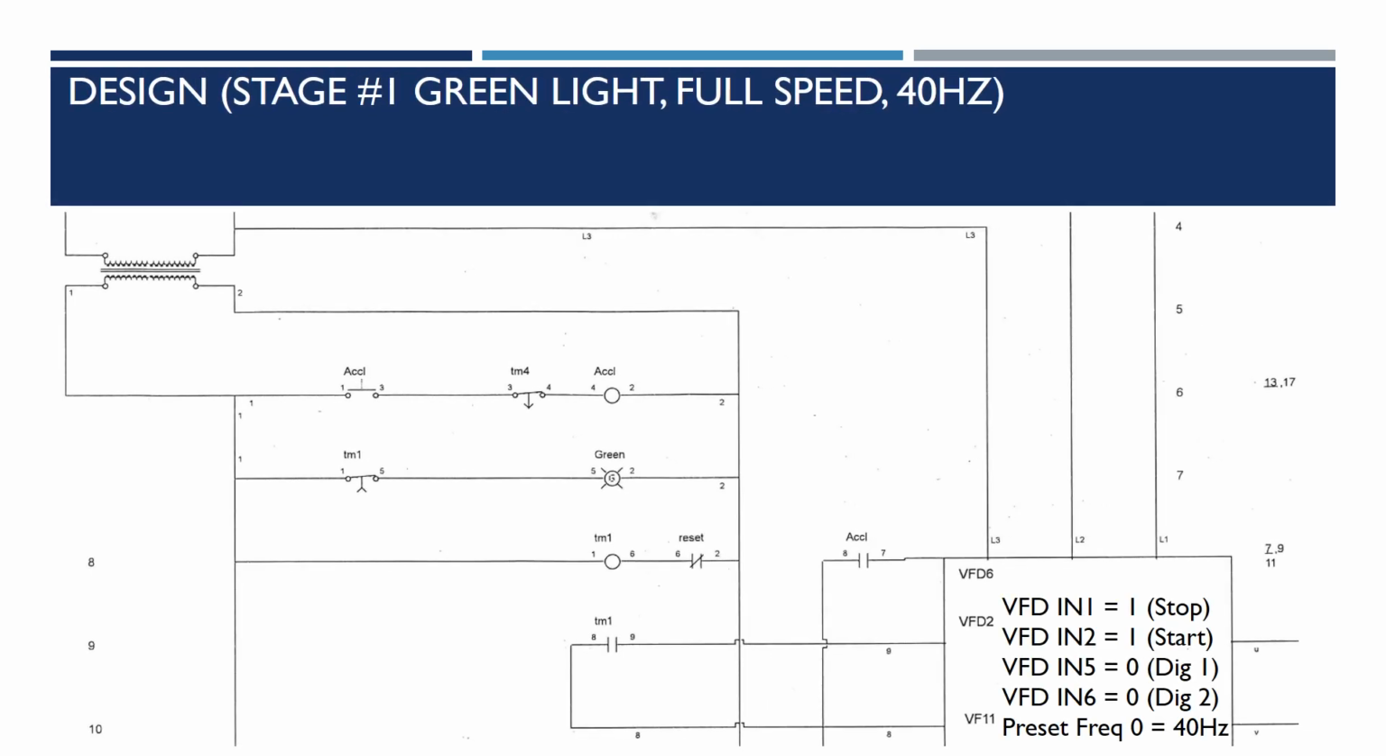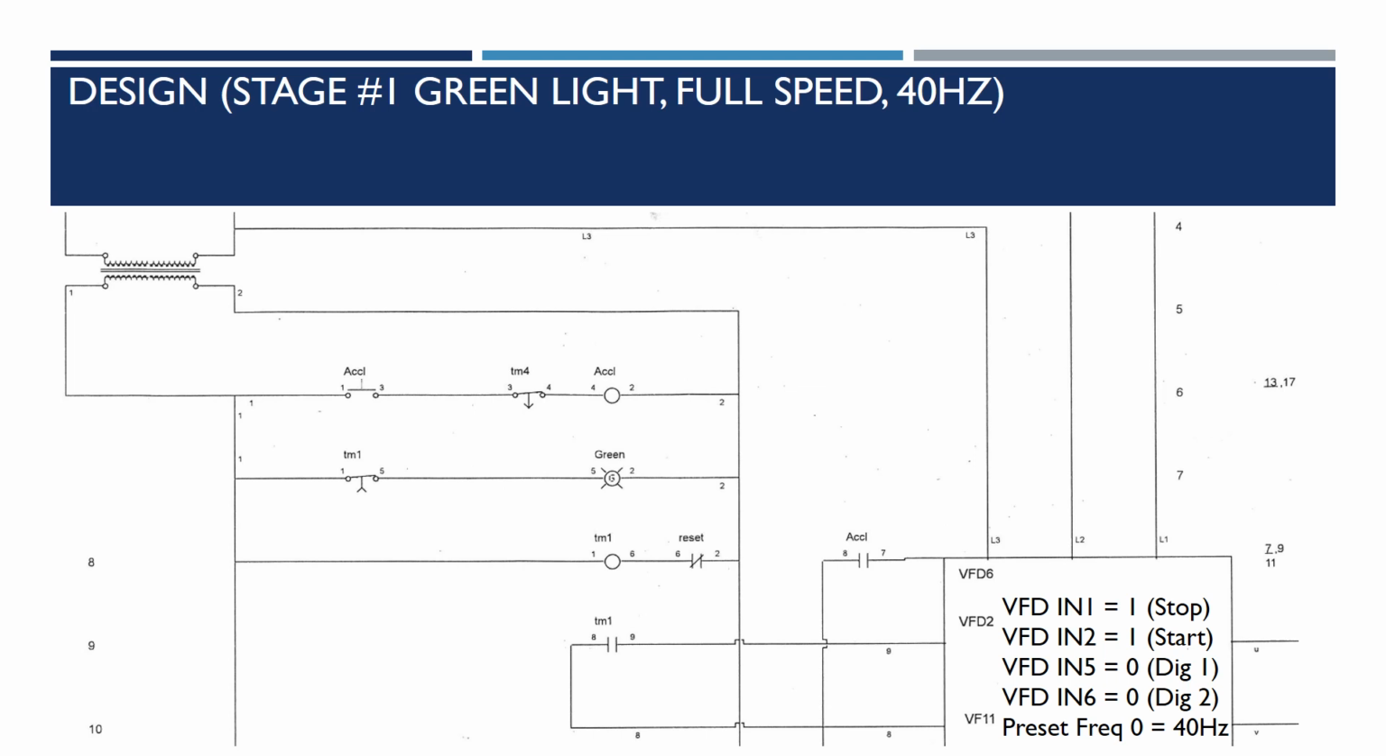We're now going to take a look at the design. We've broken the design down into several stages to make it easier to visualize and see on a single screen. So the first stage we're going to look at is our green light stage, our full speed. For this stage, we've chosen to run the motor at 40 Hertz.